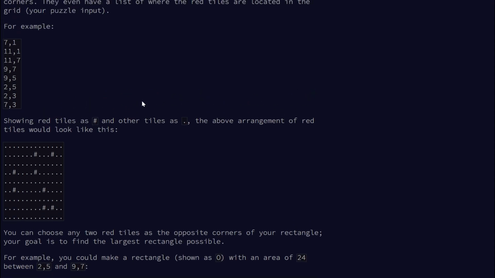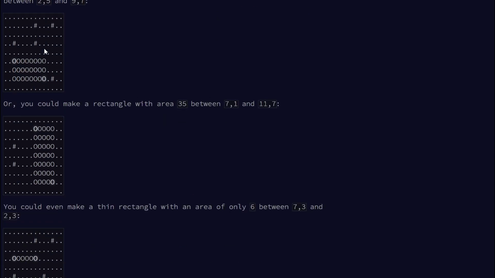If you just compare any 2 points, they will form a rectangle, right? Even if they're on the same column or the same row as each other, that's a rectangle with width or length 1. So we could just iterate over each pair of points, compute the area, which is very simple, and choose the largest.